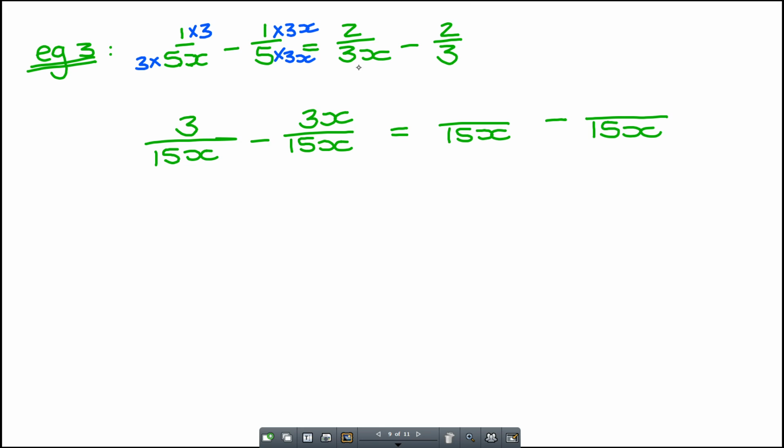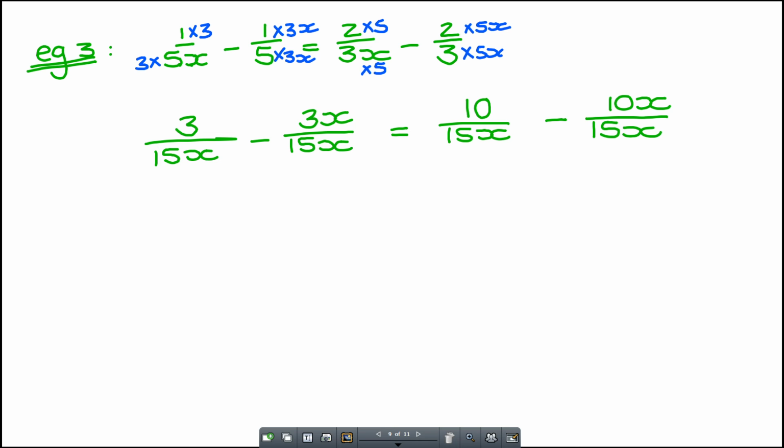Next one. I had 3x. I have to multiply with what? 5. And if I do it at the bottom, I also have to do it at the top. And 2 times 5 gives me 10. Right, last one. I had 3. I have to multiply with 5x. So do the same at the top. And how much is 2 times 5x? 10x. So can you now see that my denominators are the same?